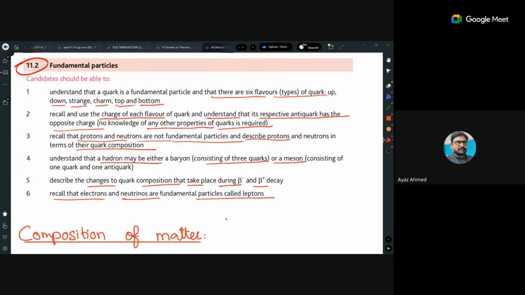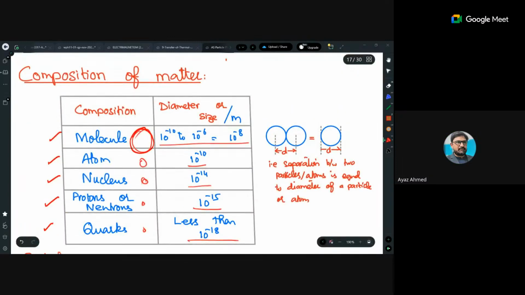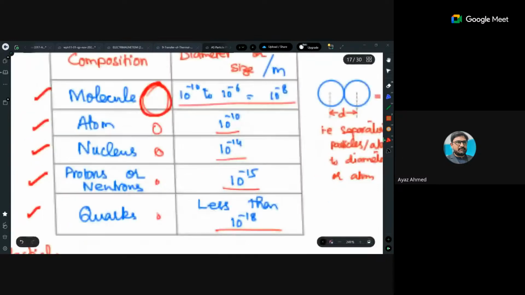Fourth, we will discuss the quark composition of protons and neutrons. And then we will discuss positive beta decays and negative beta decays, and so on. Okay? Got it? Okay. So when we talk about the composition of matter, this is a very interesting diagram.